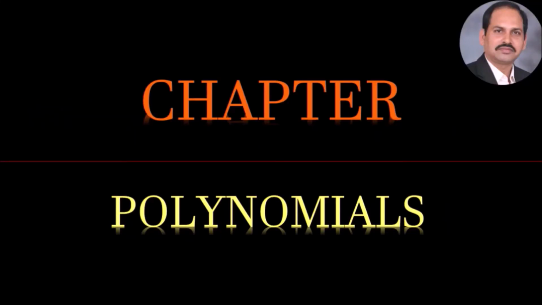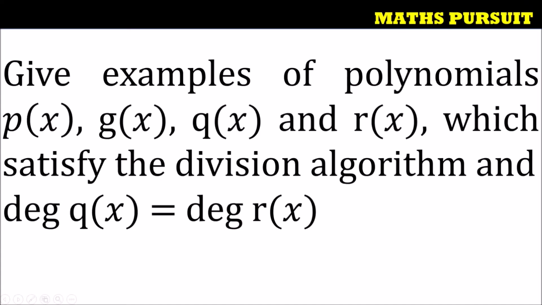Today we will look into the questions from the chapter called polynomials. The given question is, give examples of polynomials p(x), g(x), q(x) and r(x) which satisfy the division algorithm and degree q(x) is equal to degree r(x). So guys, this is one of the most important questions.